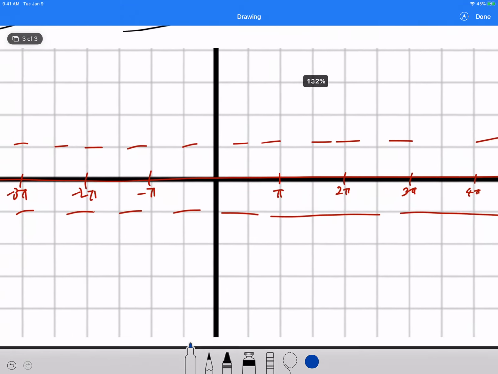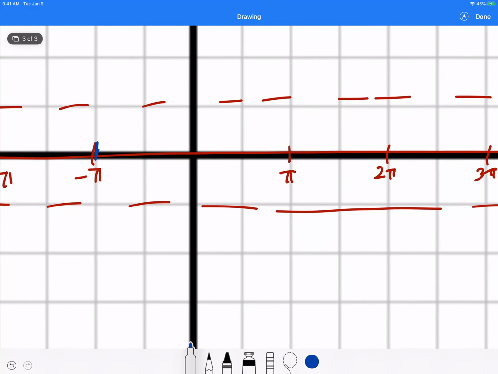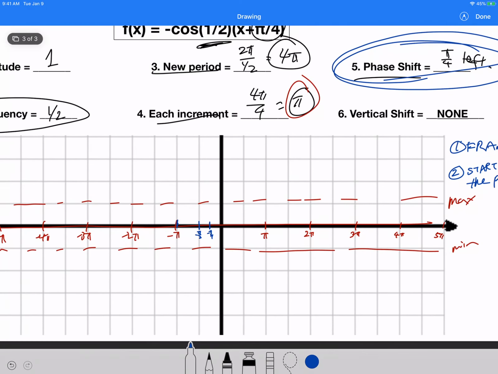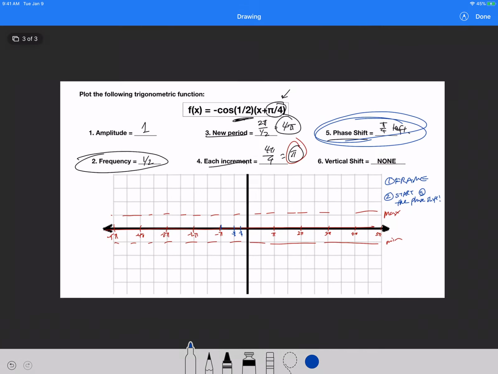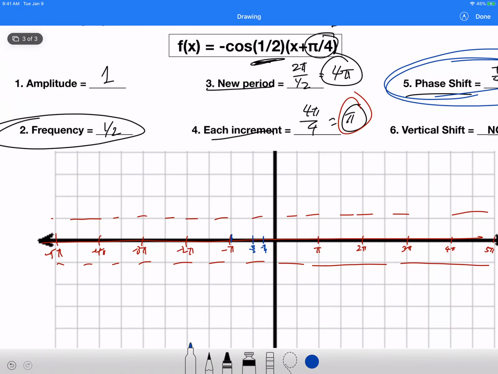Now pi over 4 to the left is tricky, because if this is pi over 2, negative pi over 2, then half of that would be negative pi over 4. So that is exactly where we're going to start. This is your starting value right here. Now this is where it gets tricky.